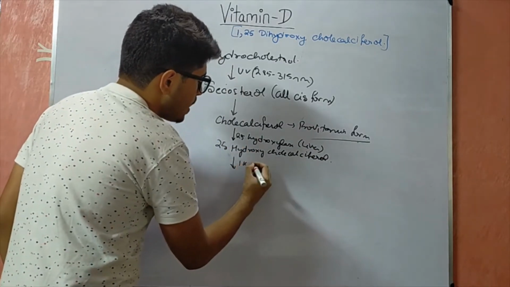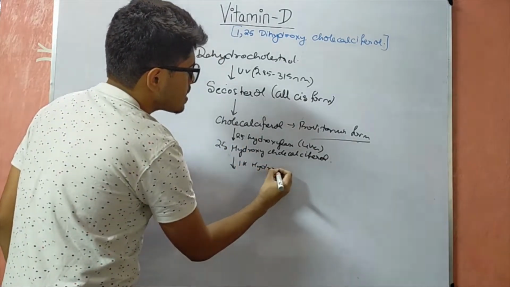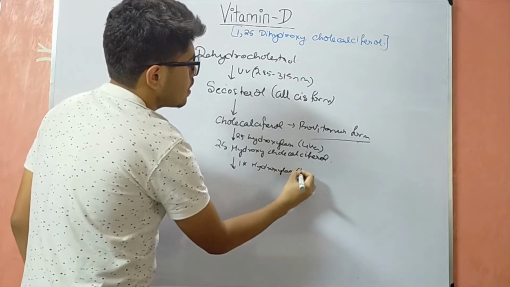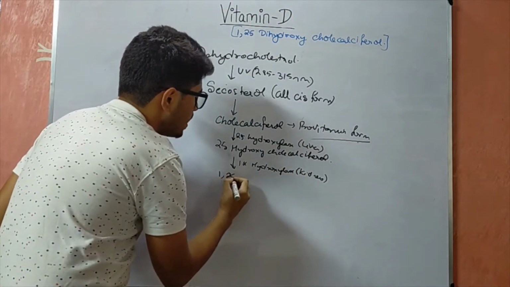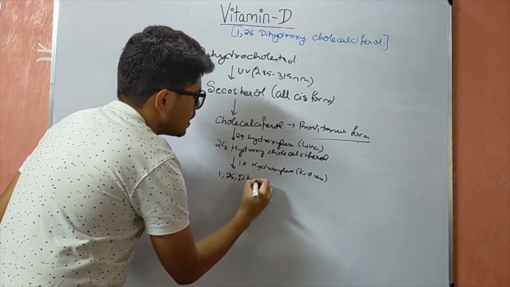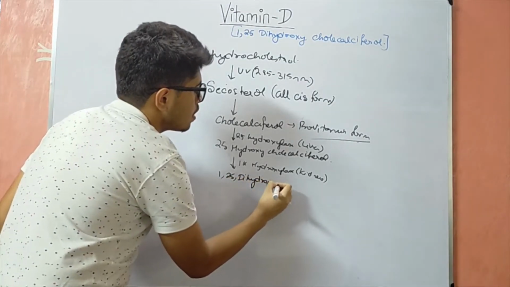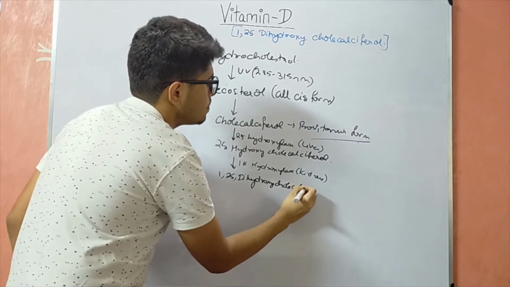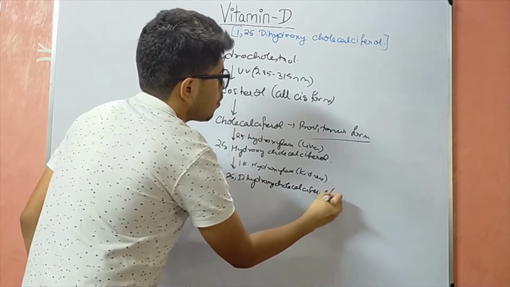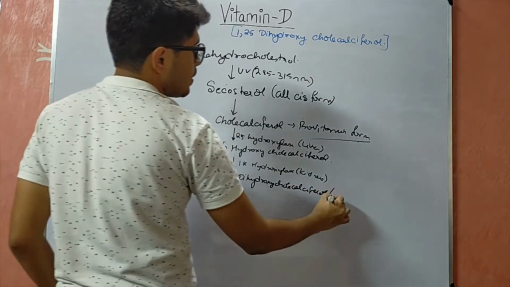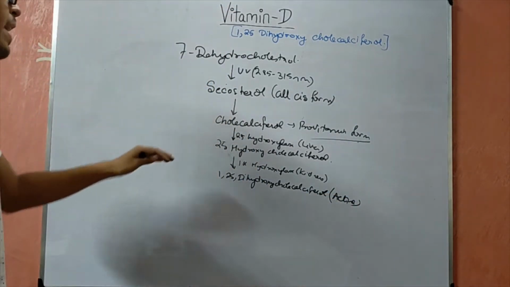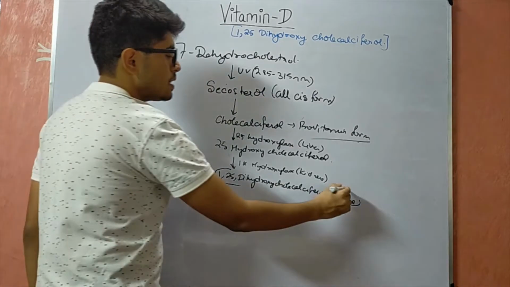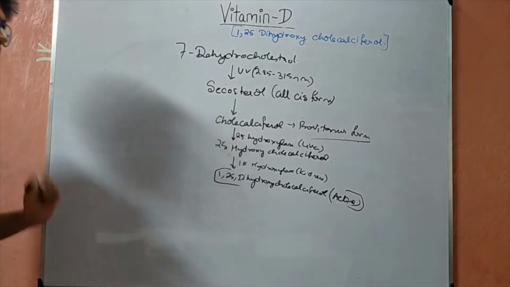Then it is acted upon by 1-alpha hydroxylase to form 1,25 dihydroxycholecalciferol, which is the active form of the vitamin. So we have 1,25 dihydroxycholecalciferol, which is formed in the kidney.